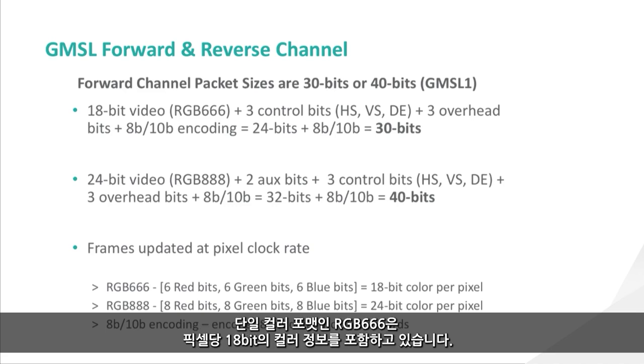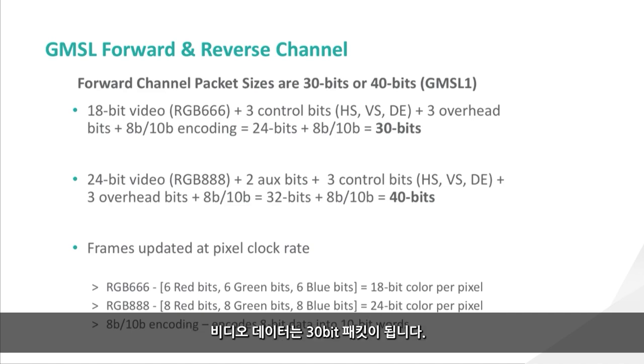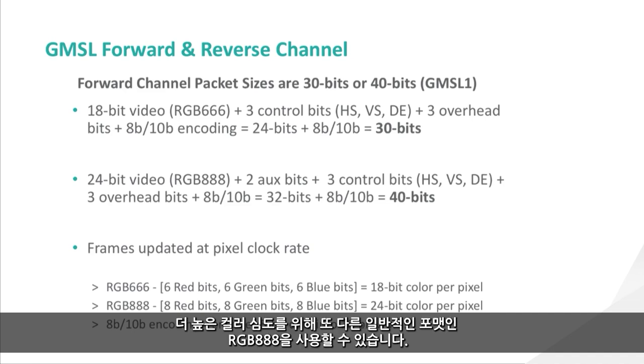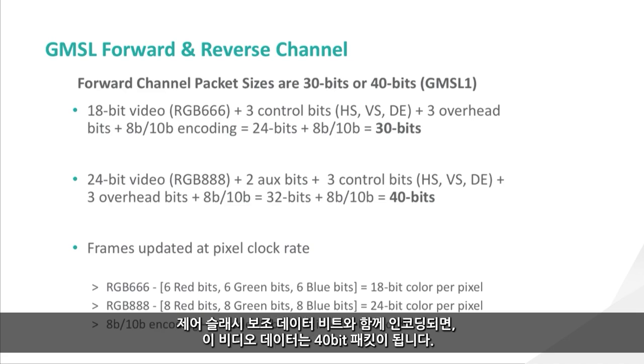One color format, RGB 666, contains 18 bits of color information per pixel. When combined with bits used for frame alignment, auxiliary data, and encoding, the video data ends up in 30-bit packets. For greater color depth, RGB 888 is used, which is another common format. RGB 888 is 24 bits of video data per pixel. When combined with the control and auxiliary data bits and encoded, this video data ends up in 40-bit packets.